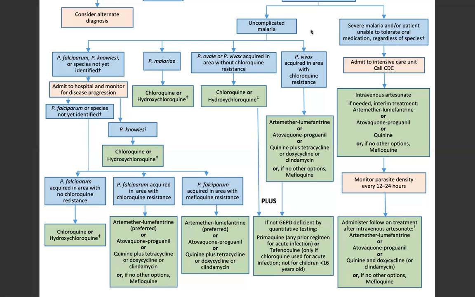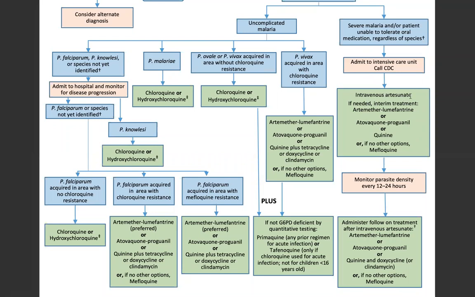What is severe malaria? If the patient is unable to tolerate oral medications, regardless of the species, any species, and if the hemoglobin count is less than 5 milligram per dL, the case is considered severe. For severe malaria, the Centers for Disease Control and Prevention recommend some protocol. Admit to the intensive care unit, and which drugs are available here?